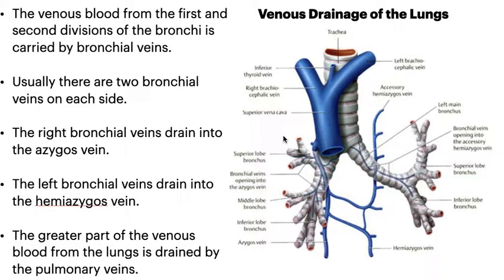The venous blood from the first and the second division of the bronchus is carried by the bronchial veins. Usually there are two bronchial veins on either side. The right bronchial vein drains into the azygous vein. The left bronchial vein drains into the hemiazygous vein. The greater part of the venous blood from the lung is drained by the pulmonary veins.